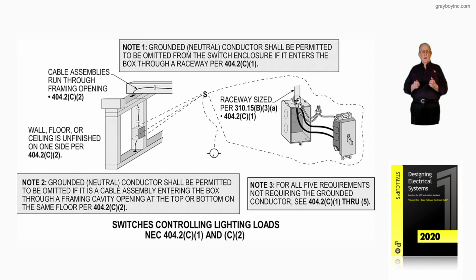So under the conditions you see, none of those problems for adjustment factors or correction factors are present here. So our figure 11-37 is illustrating switches controlling lighting loads when the neutral has to be brought to the switch or the neutral does not have to be brought to the switch in accordance with NEC 404.2(C)(1) and (C)(2).